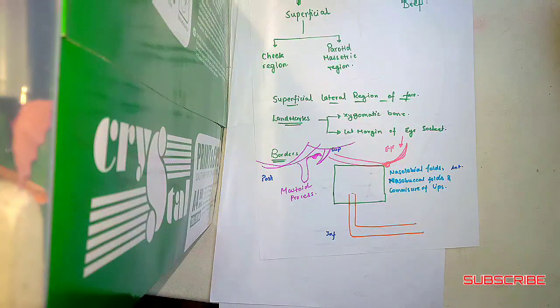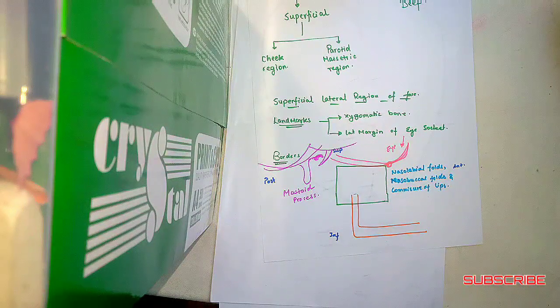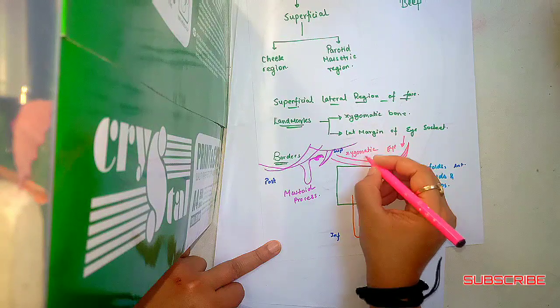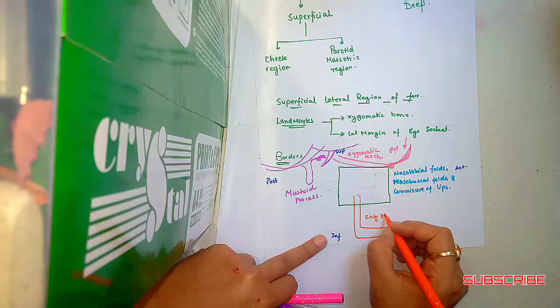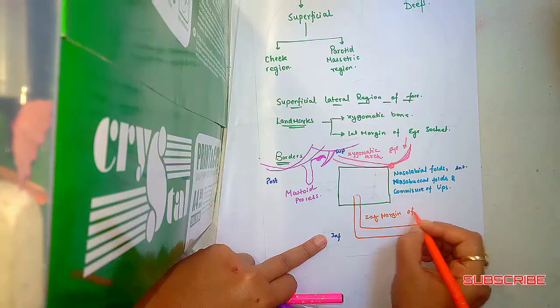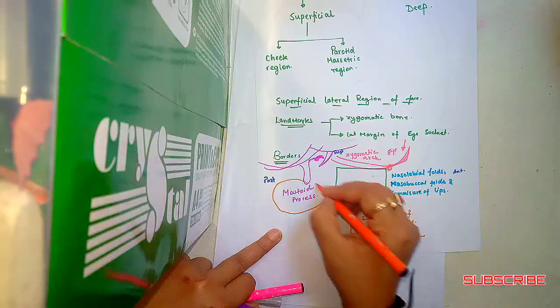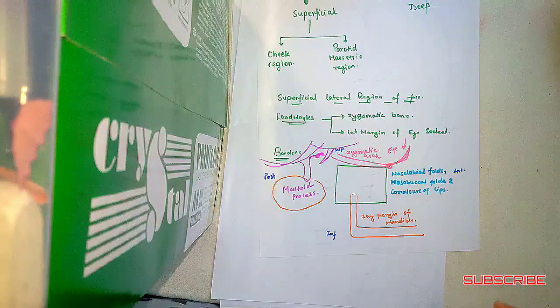So here we have the landmarks. Superiorly we have the zygomatic bone and eye socket, the zygomatic arch. Anteriorly we have nasolabial folds, nasobuccal folds, and commissure of lips. Inferiorly we have the inferior margin of the mandible, and on the posterior side we have the mastoid process. Now we will see the topography of the buccal region.